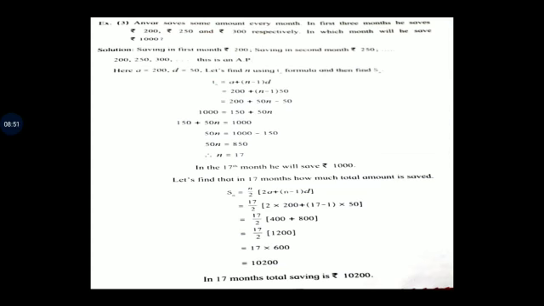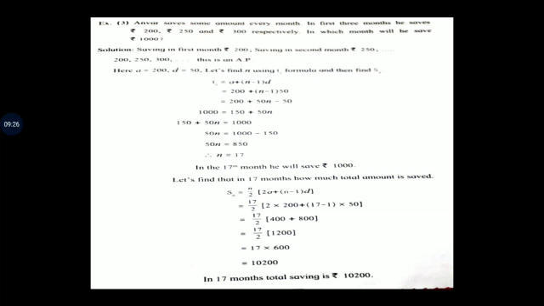Now see here another question. What is that question? Anwar saves some amount every month. In the first 3 months he saves rupees 200, rupees 250 and rupees 300 respectively. In which month will he save rupees 1000? Now see, saving in the first month is rupees 200, in the second month 250, in the third month 300. So here the value of a is 200 and d, the difference between the values, is 50.